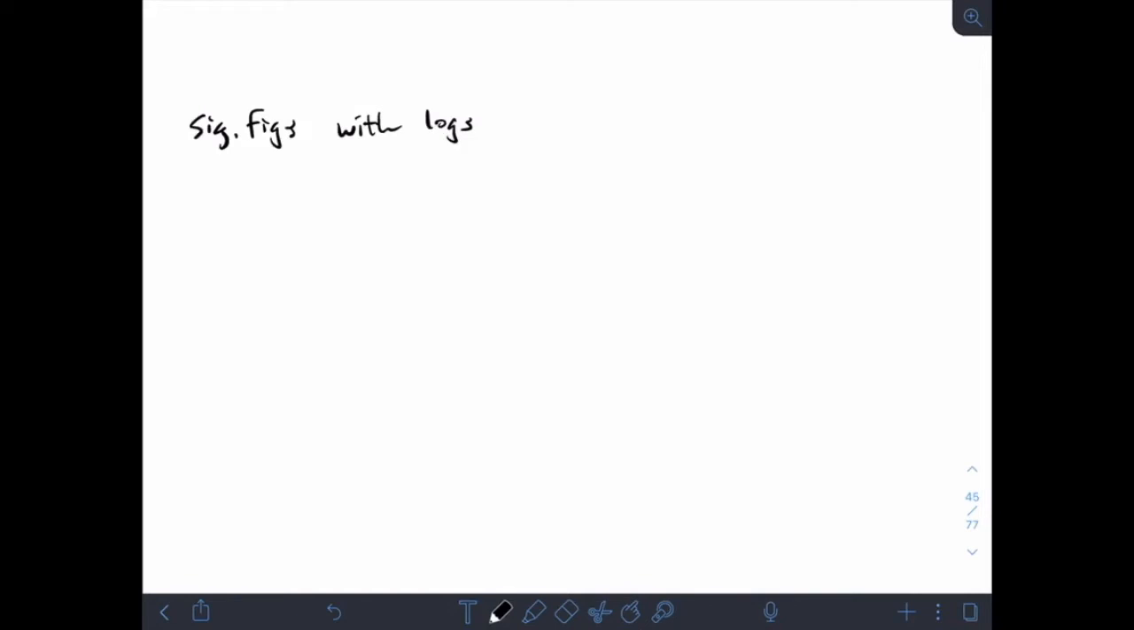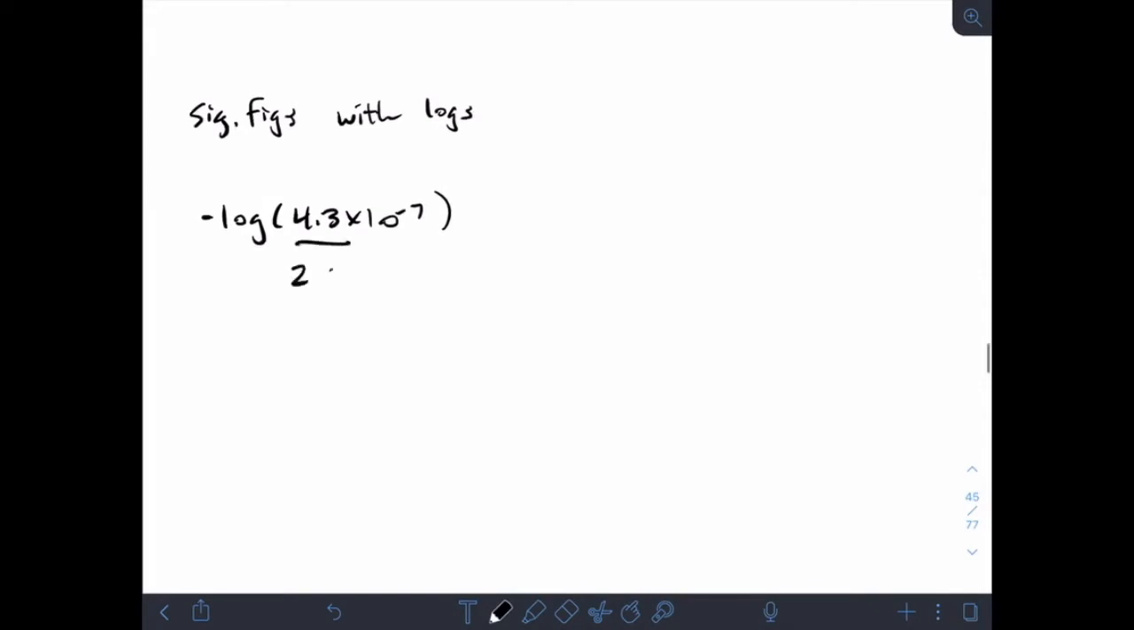Let's use one of our previous questions. Say I take the log of 4.3 times 10 to the minus 7. If I'm taking the log of a number, there's 2 sig figs there, so that means my answer should have 2 decimal places. And when we did that, we found that the answer came out to be 6.36, 2 decimal places.